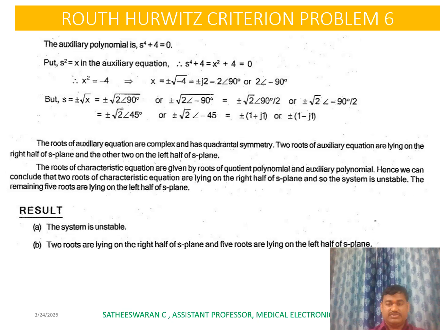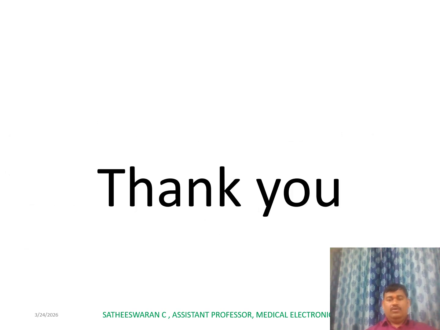So convert like that, and we have to plot. The system is unstable. 2 roots lie on the right half of the S plane and 5 roots lie on the left half of the S plane. From this we can conclude that the system is an unstable system. In conclusion of the first problem, there is no sign change in the first column of the Routh array, so the system is a stable system.